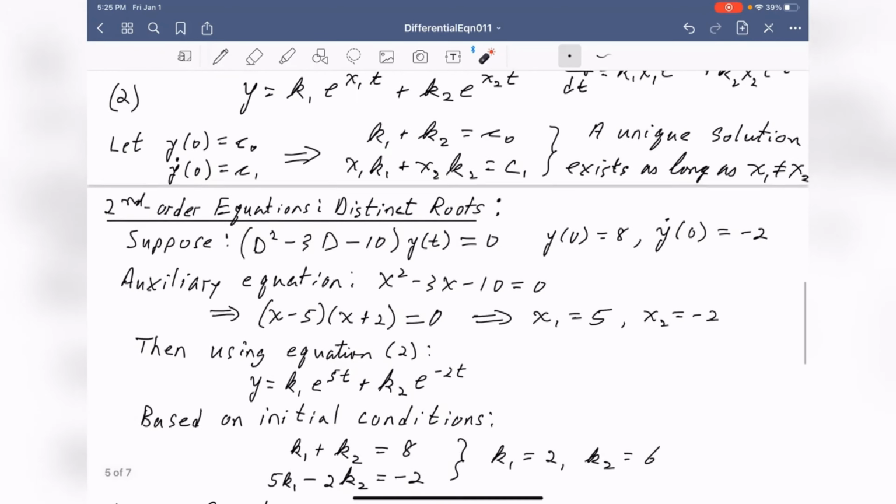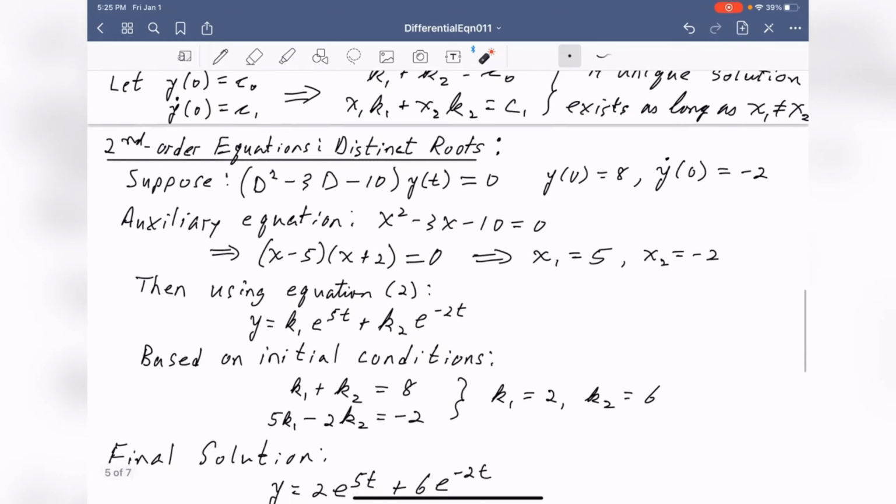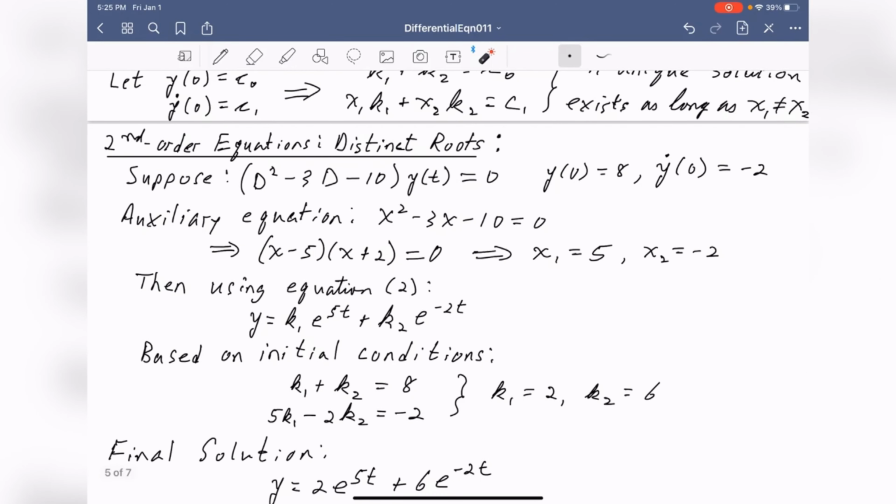So, second order equations with distinct roots. Suppose that our auxiliary equation is x squared minus 3x minus 10 equals 0. And we see how similar it is to the operator form of the equation. We get (x minus 5)(x plus 2) equals 0. So x1 equals 5 and x2 equals minus 2 are solutions.